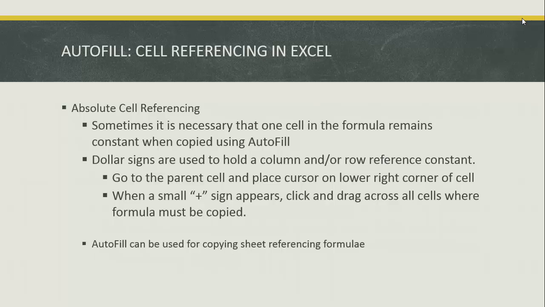In absolute cell referencing, we want to keep a particular cell or a row or a column constant. The dollar signs are used to hold a column or row reference constant. Use the same method as before to autofill. Let's see an example.